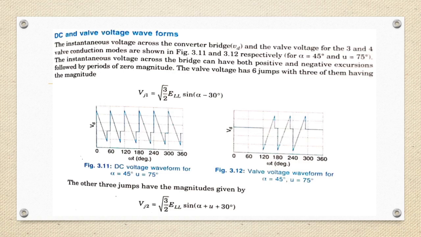Valve voltage has 6 jumps with 3 of them having magnitude Vj1 is equal to root of 3 by 2 ELL sin alpha minus 30 degrees. Other jumps will have the magnitudes given by Vj2 is root of 3 by 2 ELL sin of alpha plus U plus 30 degrees. So first waveform is for DC voltage waveform for alpha is 45 degrees and U is 75 degrees. And second diagram is showing valve voltage waveform for alpha is 45 degrees and U is 75 degrees.